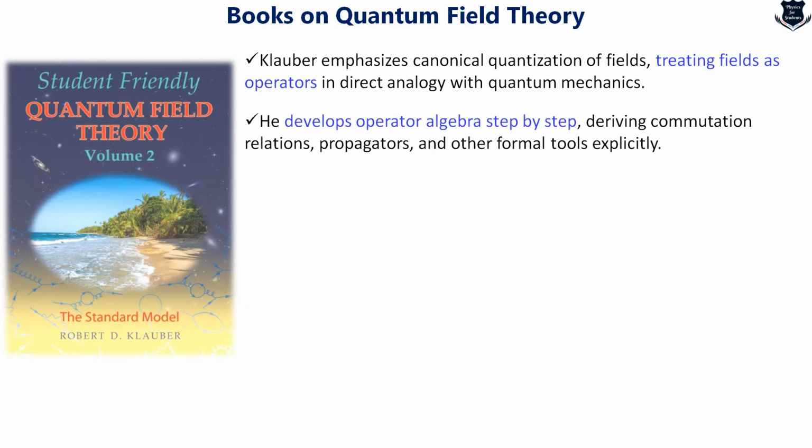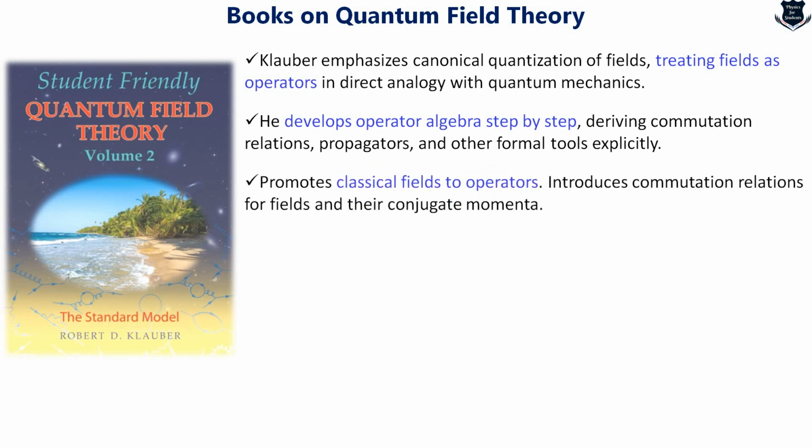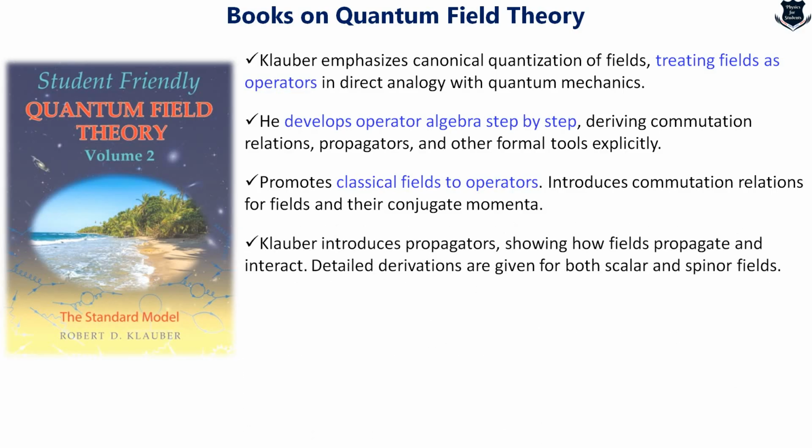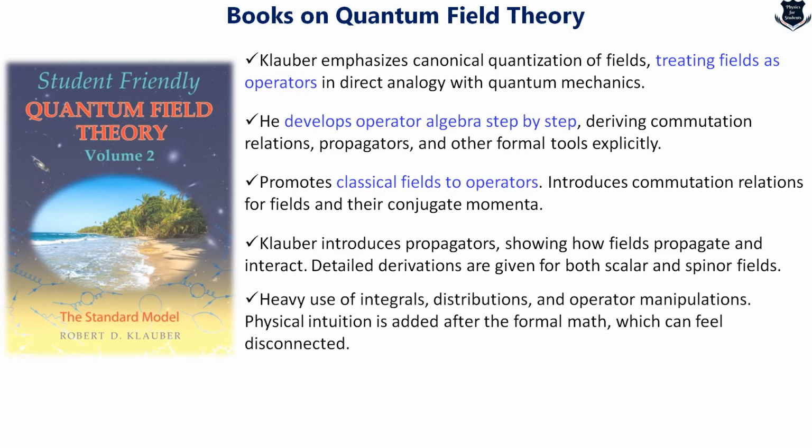This might come as a direct analogy with the quantum mechanics that you have learned, but for some it becomes difficult. He also develops the algebra step by step, and there is a lot of deriving of the commutation relations, propagators, etc. He moves in this book from classical fields to operators, conjugate momenta, etc. And Klauber introduces a lot of propagators, which show how fields propagate to interact. He also gives a very detailed derivation of both scalar and spinor fields.